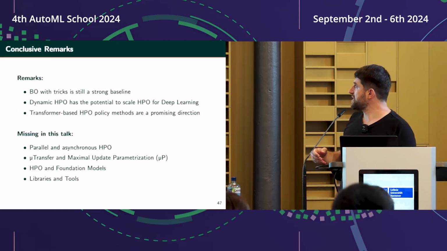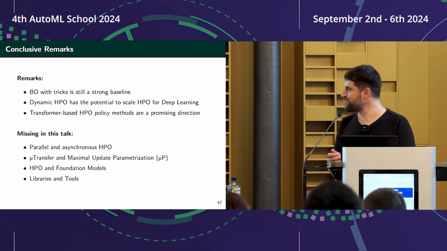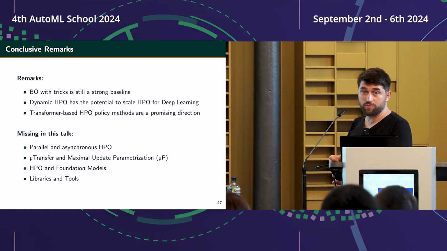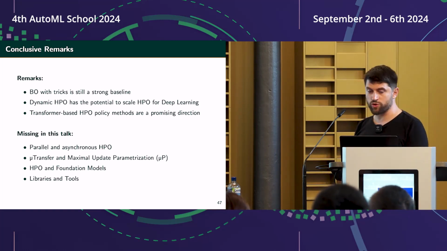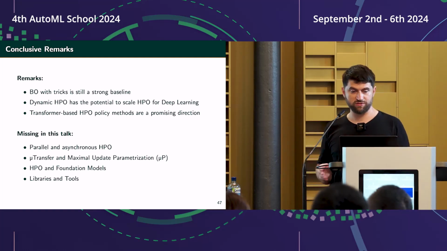Great. So the conclusive remarks are due. We still have 4 minutes for questions, but the conclusive remarks are: 1, Bayesian optimization with tricks is still a strong baseline. If you use Bayesian optimization, do not forget to transform your input. Do not forget to warp or transform the output to make the response more Gaussian-like. And do not forget to use a multi-objective acquisition function.